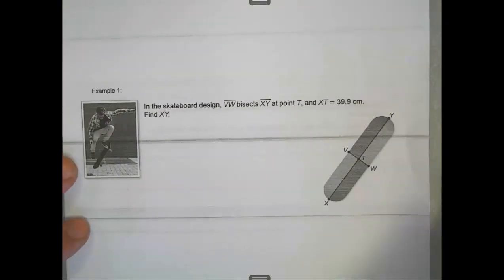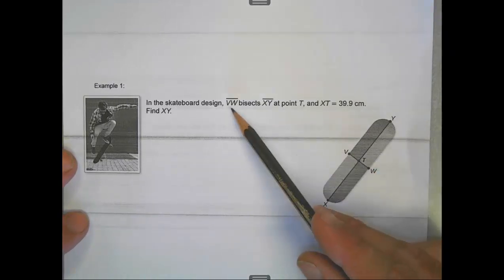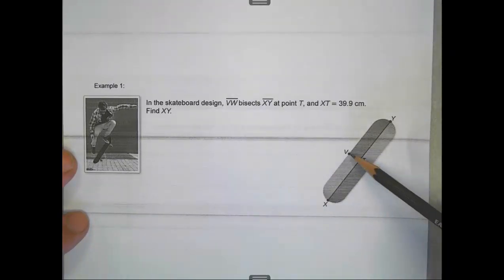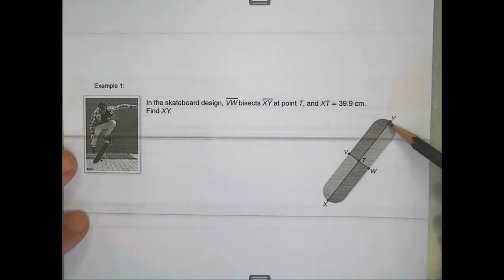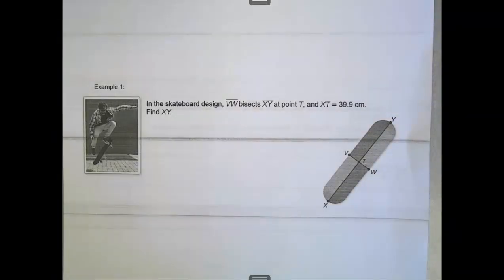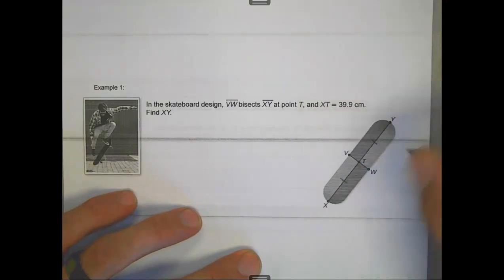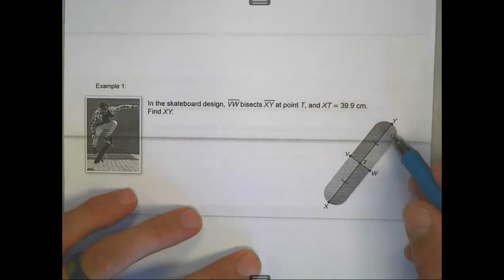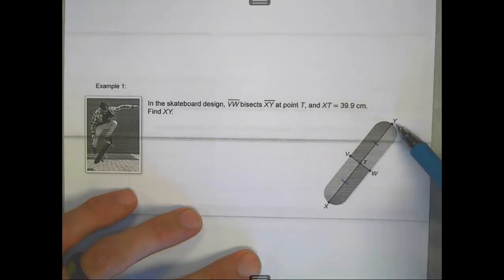All right, first example, we've got a skateboard, and it says segment VW, which is this segment here, bisects segment XY, the longer segment, at point T. All right, so if segment VW bisects segment XY, then I'll mark these congruent. This is how we mark things congruent in this class, with just a little hash mark. And yeah, it bisects, meaning cut in half. So XT is congruent to TY.